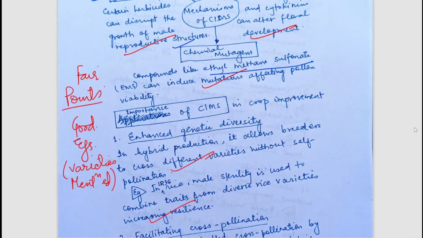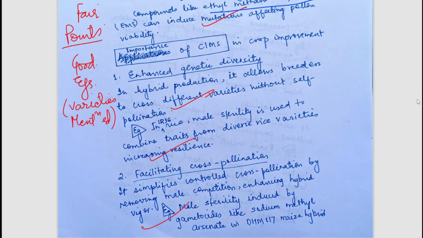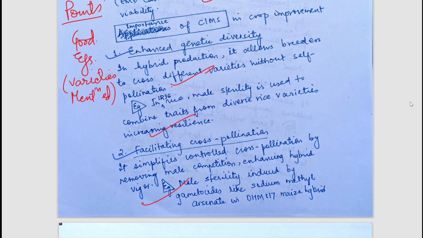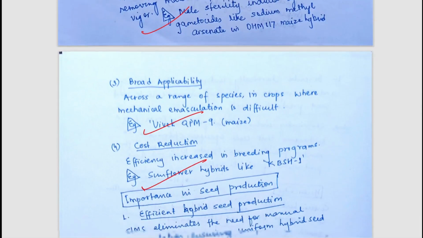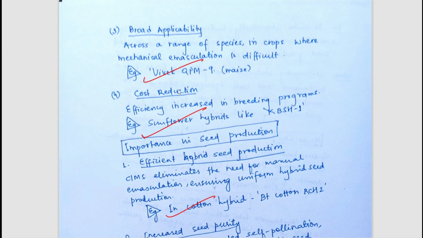Now what is its importance? Its importance is that it helps enhance genetic diversity, it facilitates cross pollination, and you can simply pause and read the answers in detail, and examples have also been well mentioned. The best thing I liked about the examples is that particular varieties have been mentioned, so that very much enhances your answer. Broad applicability, cost reduction, so 11 points.